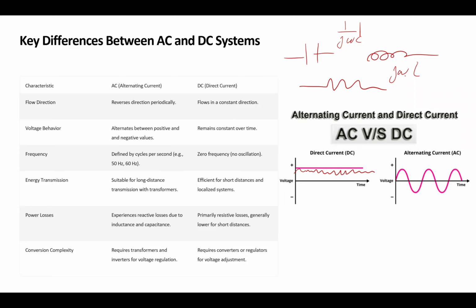We could manage that. HVDC is a technology that helps with large distance DC transmission. But generally, DC is used for short distance energy transfer, and AC is for long distance energy transfer.